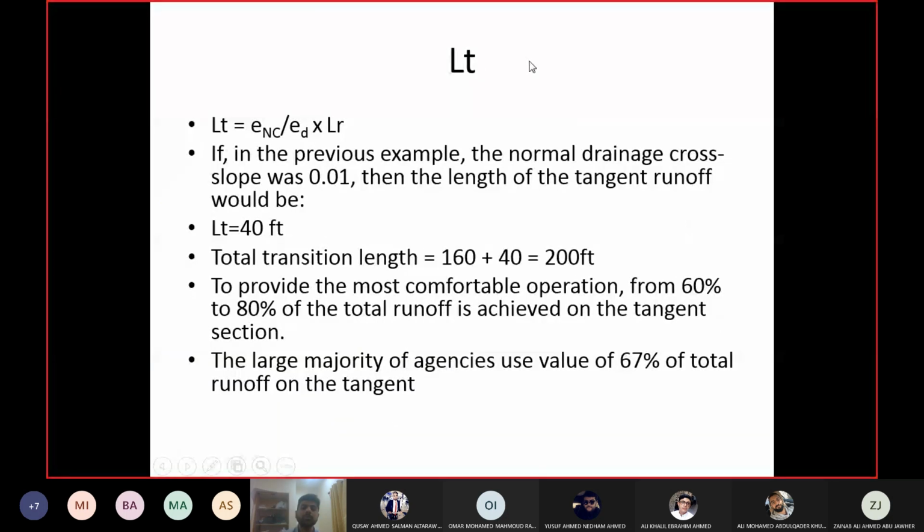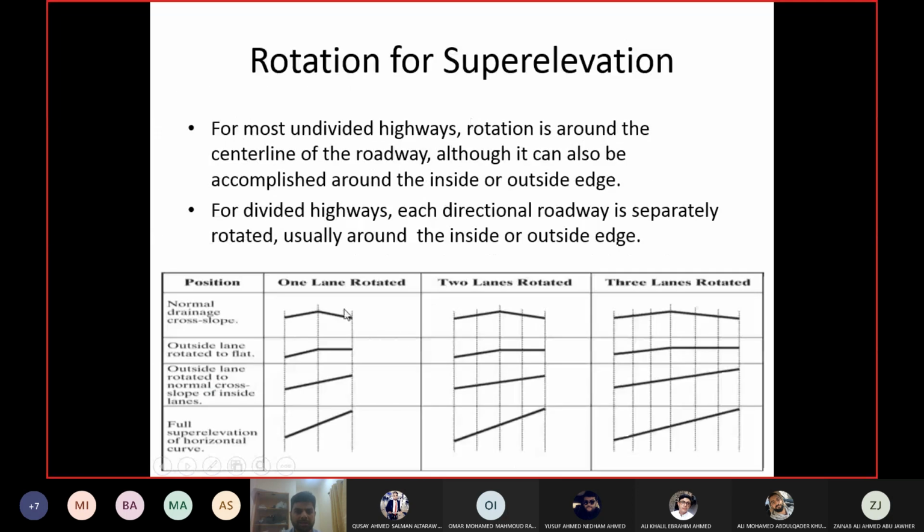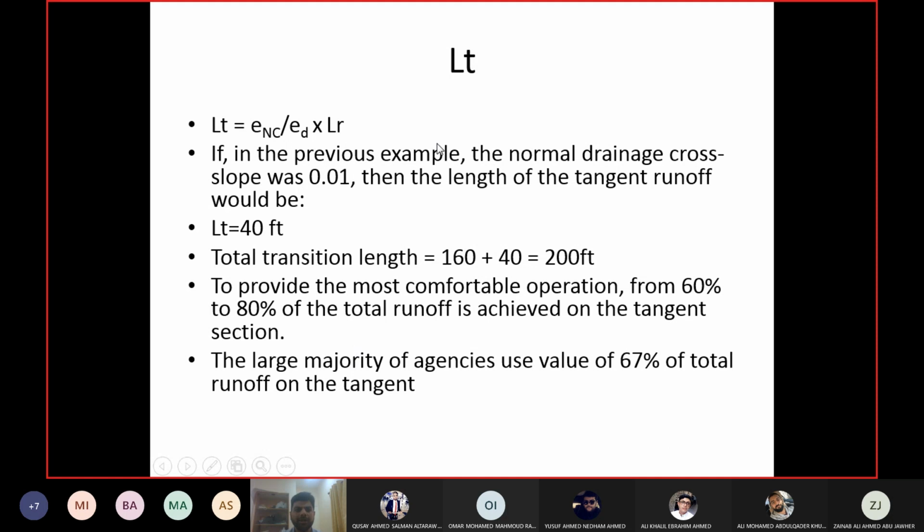Okay. Now we will move on to the first part, which is tangent runout. Again, going back to the figure here, this length, when the normal slope goes to flat, is tangent runout, LT. LT is calculated using this equation. ENC means normal crown slope, the slope of the normal crown before you started super elevation. ED is the super elevation you want, and LR is the super elevation runoff, the length which you calculated in the previous example.